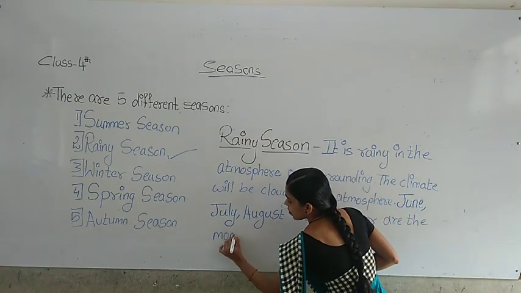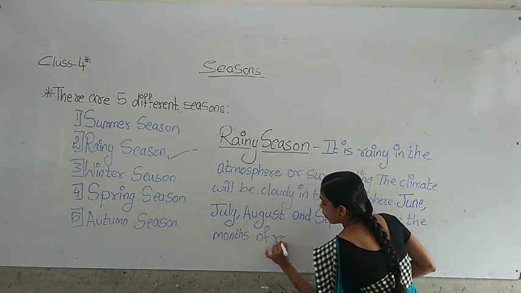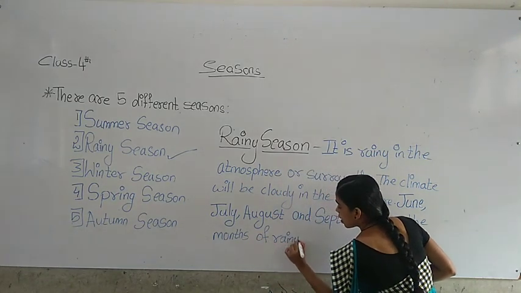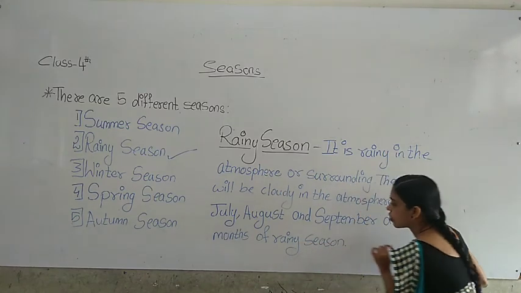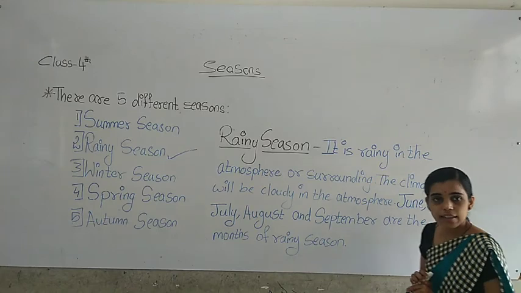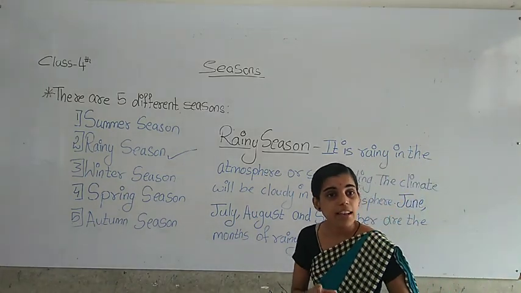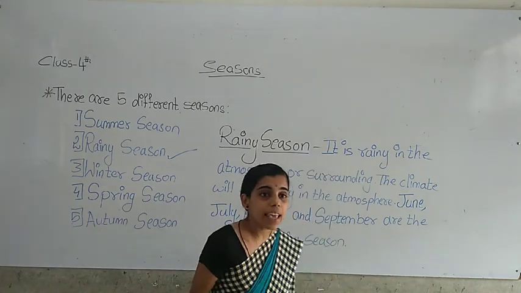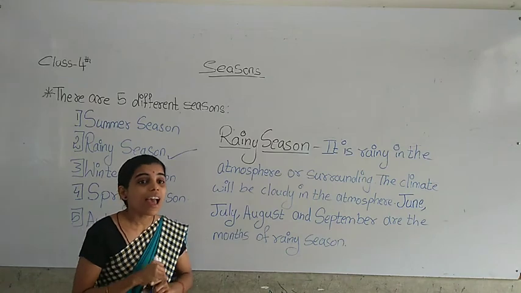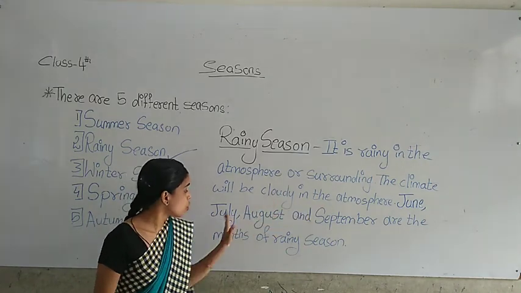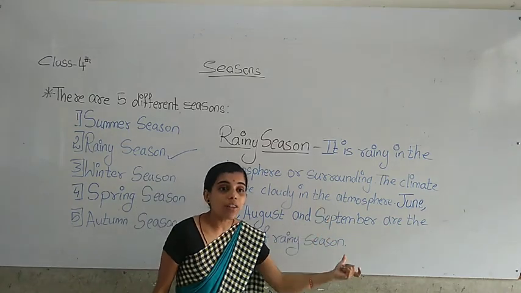Months of rainy season. So children, what will happen in the rainy season? It rains heavily in the rainy season. The climate will be very cloudy during the rainy season, and June, July, August, September are the months of rainy season.